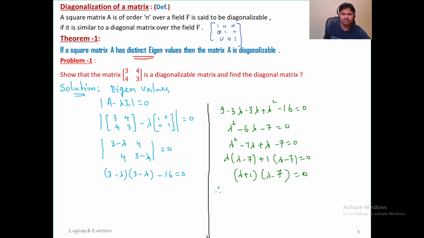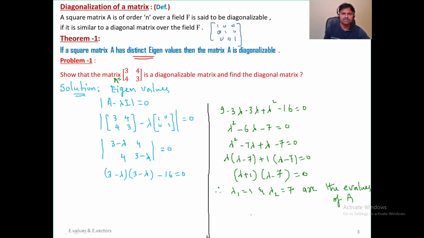So therefore lambda 1 is equal to minus 1 and lambda 2 is equal to 7 are the eigenvalues of the given matrix A. If you call this matrix A, these are the eigenvalues of that matrix. Next, one question: show that the matrix is diagonalizable.